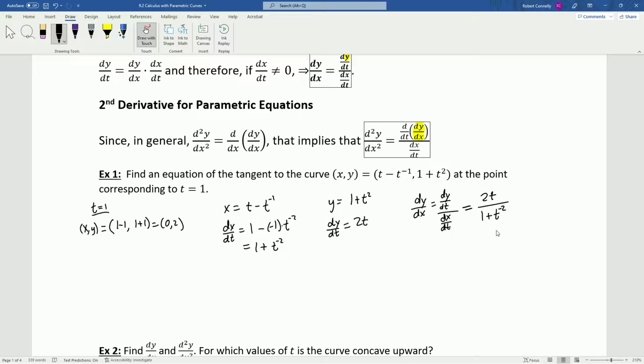So now we want to find the derivative at this point. So this is dy/dx evaluated at (0, 2). So keep in mind this isn't times, right? We're evaluating at this point. But at this point, we're talking about t equals 1. So we'll just plug in t equals 1. That's 2 over 1 plus 1. It's 2 over 2, which is 1.